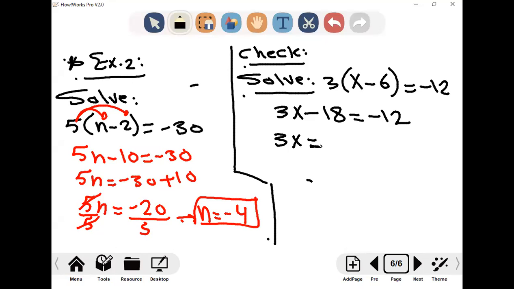Equal negative 12 plus 18, right? So 3x equals negative 12 plus 18, positive 6.